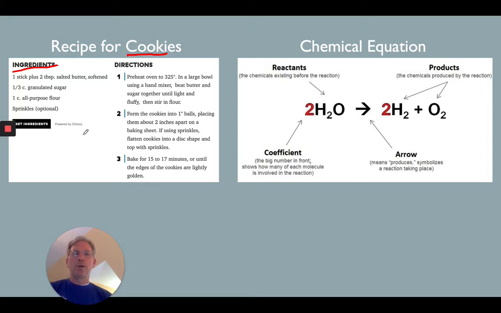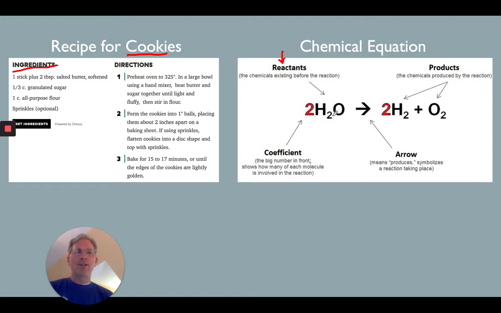If we switch over to a chemical equation, we have something similar. Instead of calling them ingredients, we call them reactants. Right? So these are the things we're going to mix together. And then instead of being told a list of ingredients, you're given a coefficient. And the coefficient says that you are going to need to start with 2 waters.